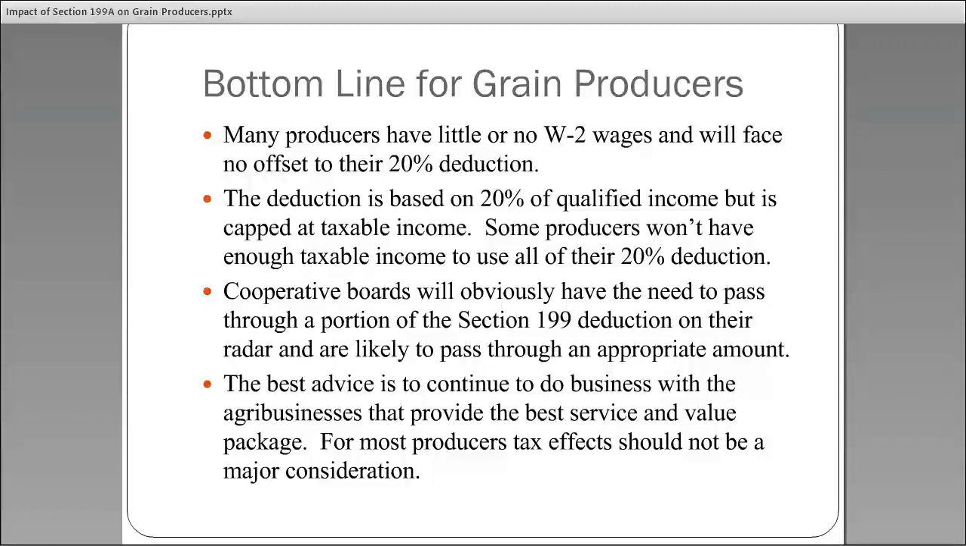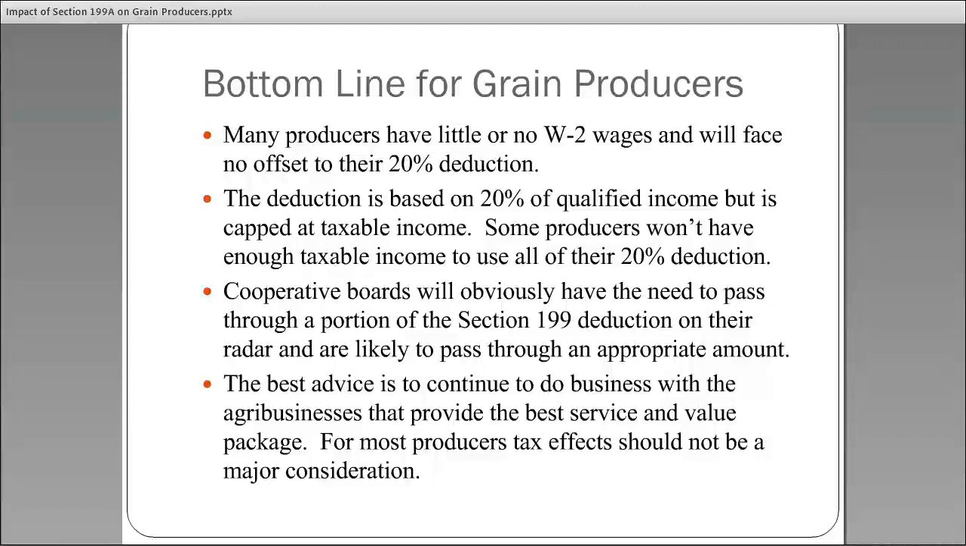And so I think the best advice that I have is to just continue to do business with the agribusinesses that provide you with the best service and value package. And as we often say, don't manage things just for tax effects. But I think for most producers, this tax effect is not going to be a major consideration. I'm also thinking that after we go through one year of this and everybody sees how it comes out, I don't think it'll be a huge issue going forward. I think people will be comfortable with it.